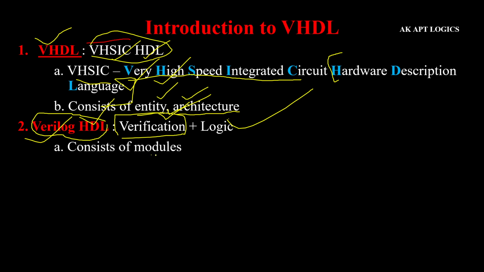It consists of modules, right? You have already seen it, right? It consists of module and endmodule. Okay, in between module and endmodule we are going to write our code. Whereas in VHDL it has entity and architecture. Okay, it means a VHDL program consists of both entity and architecture. What this entity and architecture are, we are going to see now. Okay, don't worry.